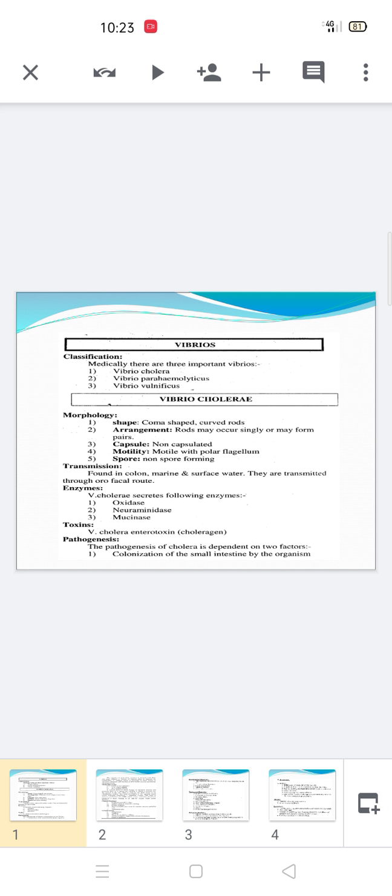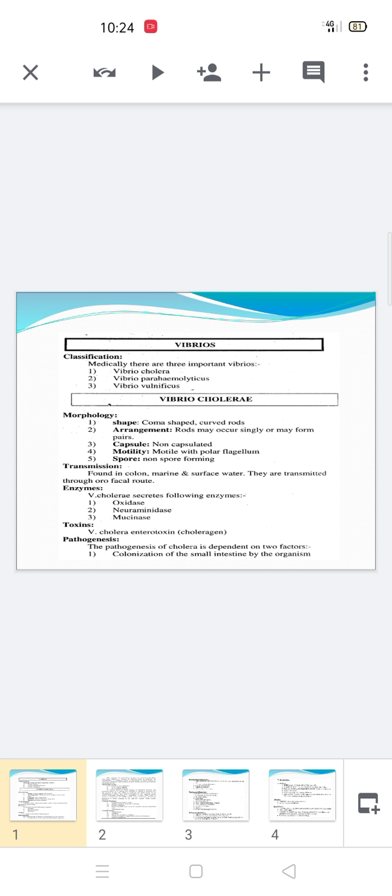Morphologically, they are gram-negative rods, but curve-shaped, or you can say comma-shaped. Sometimes they are observed singly and sometimes in pairs. They are motile, as they contain a flagellum. Transmission of this microorganism is by the feco-oral route, through contaminated water and food.